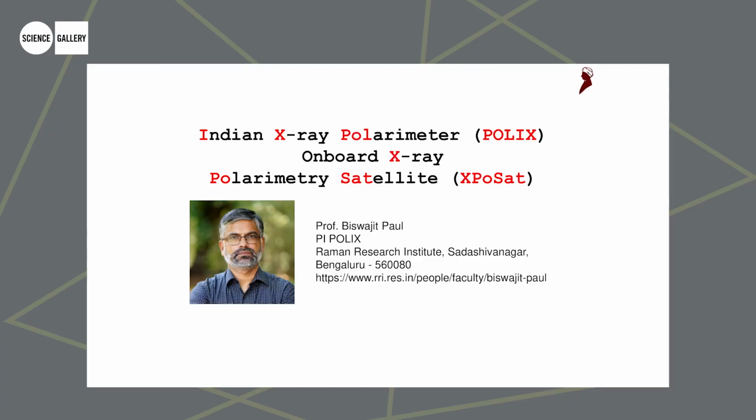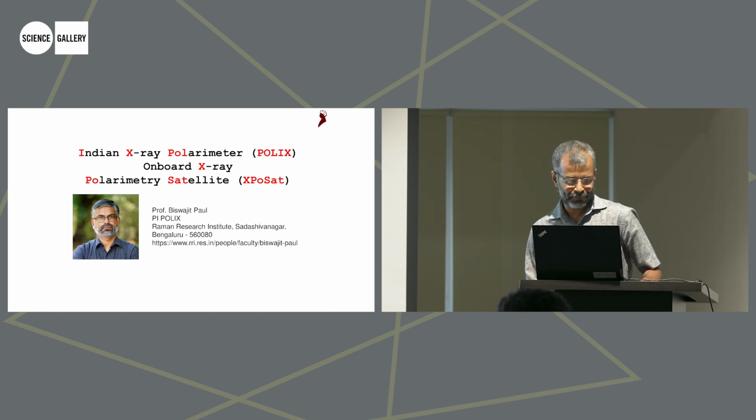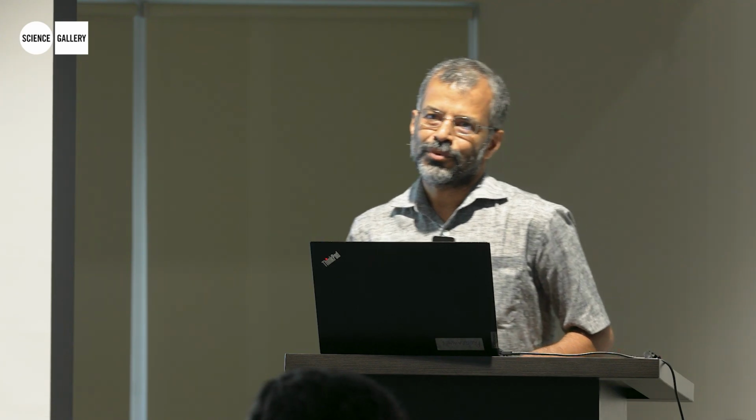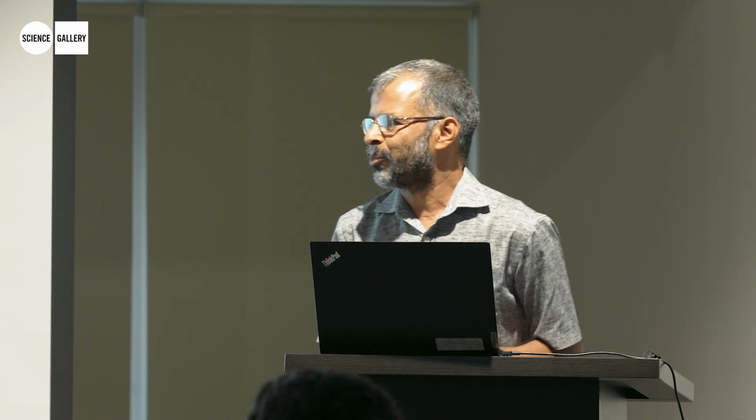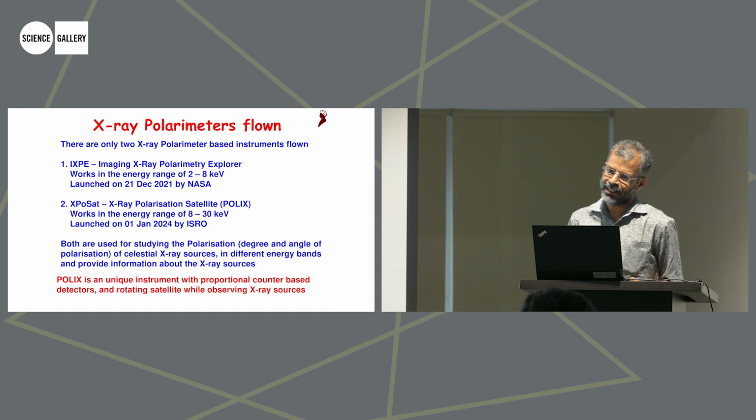So Polix stands for Indian X-ray Polarimeter, and XPoSat stands for X-ray Polarimeter Satellite. Professor Biswajit Paul is the PI for this instrument. Now, so far only two X-ray polarimeters have been flown. The first one is IXPE, which was flown on 21st December 2021 by NASA, and the second one is from India, which was flown on 1st January 2024 by ISRO.